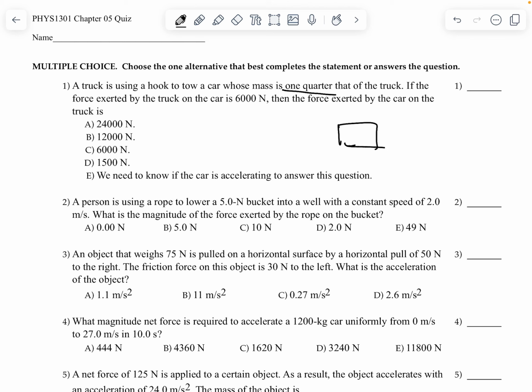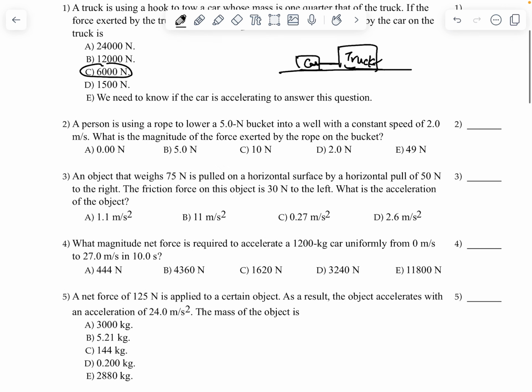If the force exerted by the truck on the car is 6,000 newtons, then the force exerted by the car on the truck is, well, this is a Newton's third law pair. So this is the truck and this is the car. If the truck applies 6,000 newtons of force on the car, then the car applies 6,000 newtons of force on the truck.